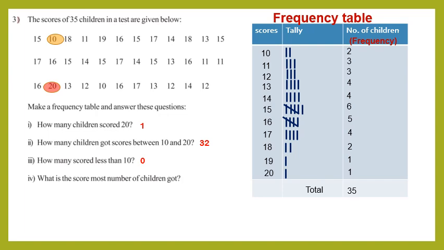And the fourth question, what is the score most number of children got? Here the highest frequency is 6. So the score in the same row is 15. So the answer is 15.